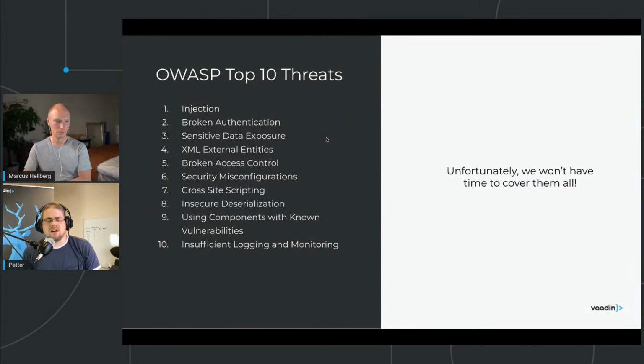I decided to start with the OWASP top 10 threats, and those are listed there on the left side of the screen. So we have injection, different types of injection attacks. We have broken authentication, sensitive data exposure, XML external entities, broken access control, security misconfigurations, cross-site scripting, insecure deserialization, components with known vulnerabilities, and insufficient logging and monitoring.